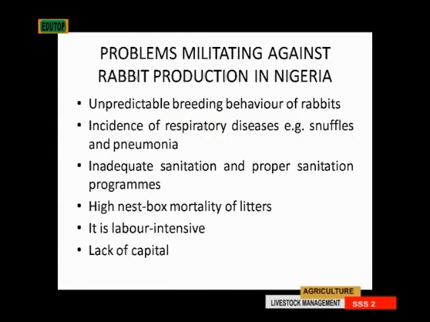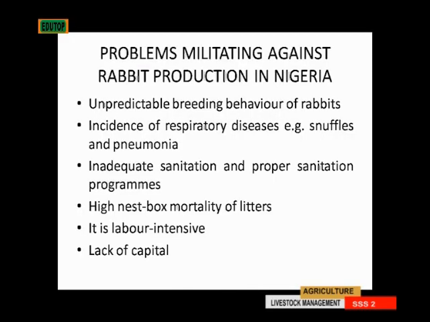Now, the problems militating against rabbit production in Nigeria. Why is it that we don't have rabbit production as common as we have chicken in Nigeria? First is the unpredictable breeding behavior of rabbits. Then, incidence of respiratory diseases is another problem. They can get respiratory diseases like pneumonia and snuffles, which may lead to losses on the farmer's side. So that's another problem that rabbit farmers face.